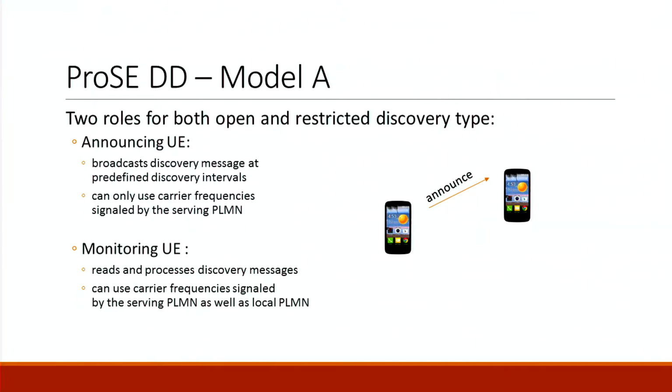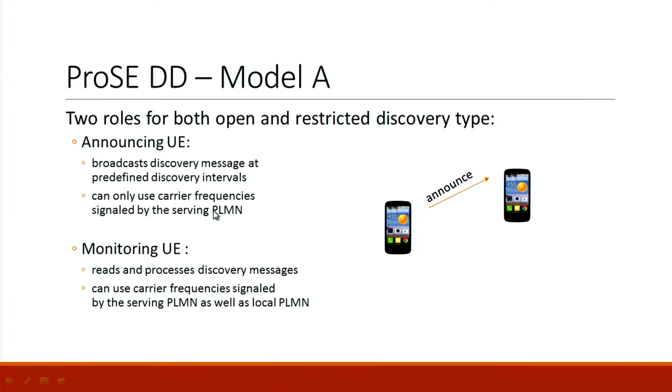Of course, these roles are not fixed, because the announcing UE may swap its role and become the monitoring UE later on. So I may go for 10 seconds in announcing mode and then switch to monitoring mode, so that I not only announce my presence, but I discover who's there. This is, if you know something about Bluetooth, more or less what Bluetooth does. So you have announcing and monitoring user equipment.